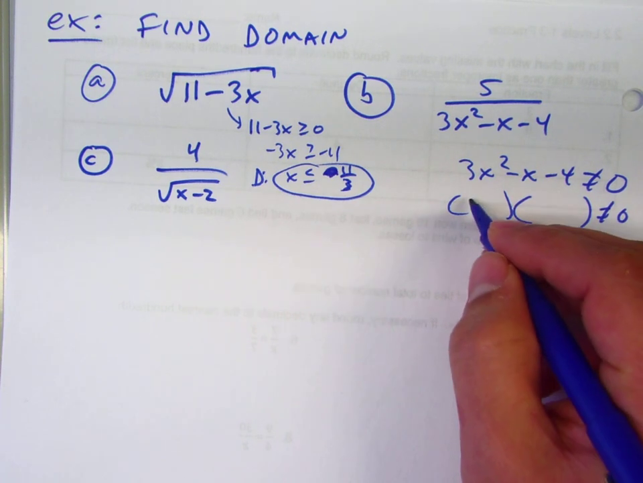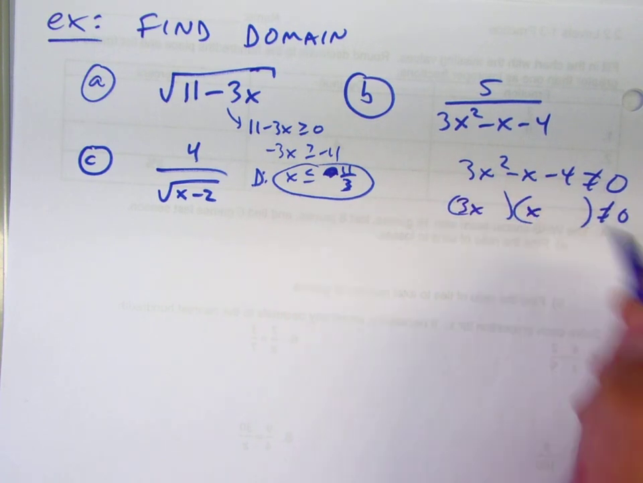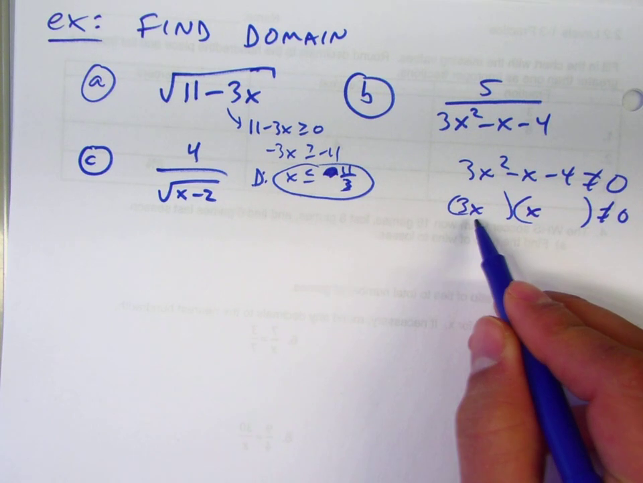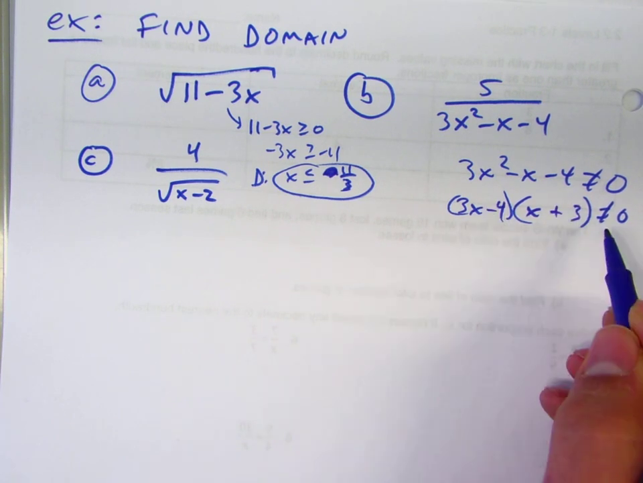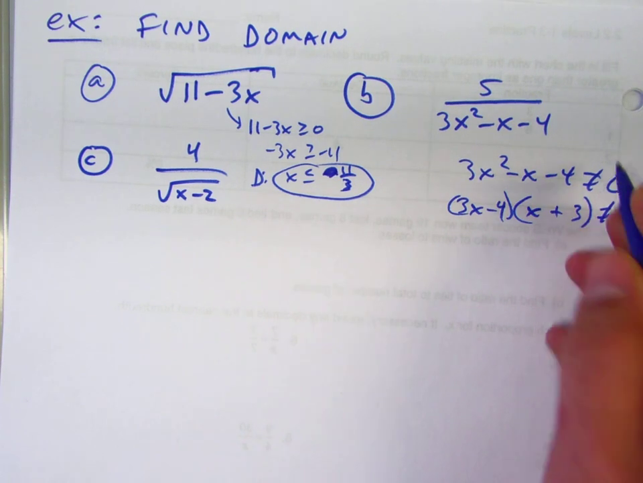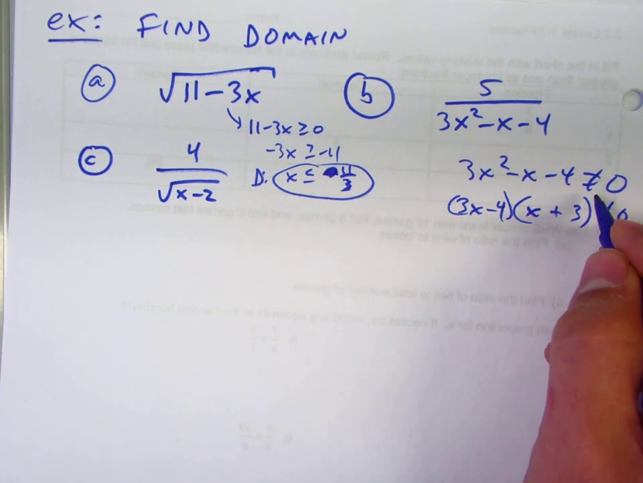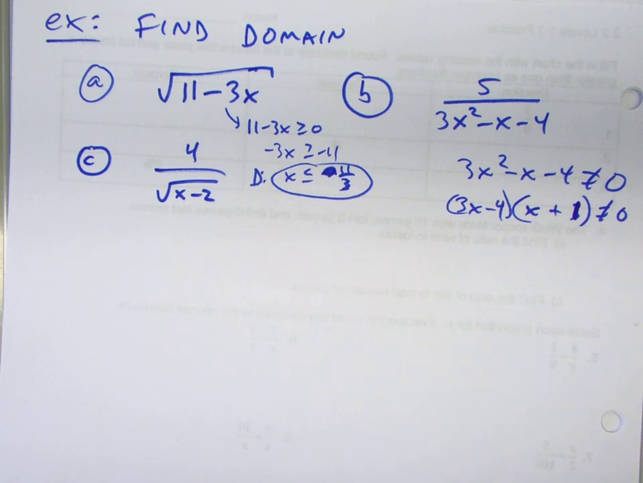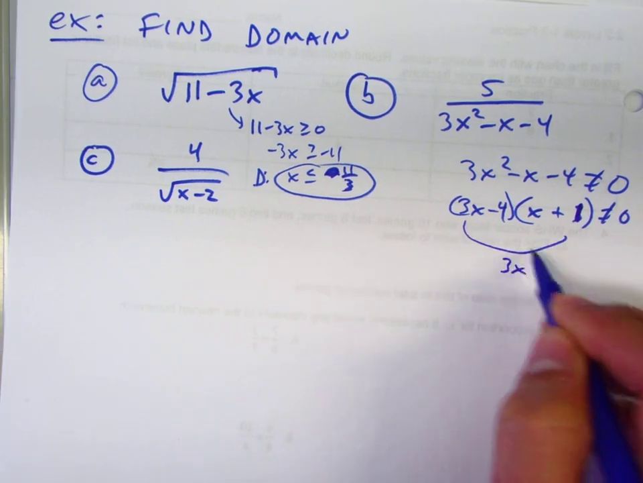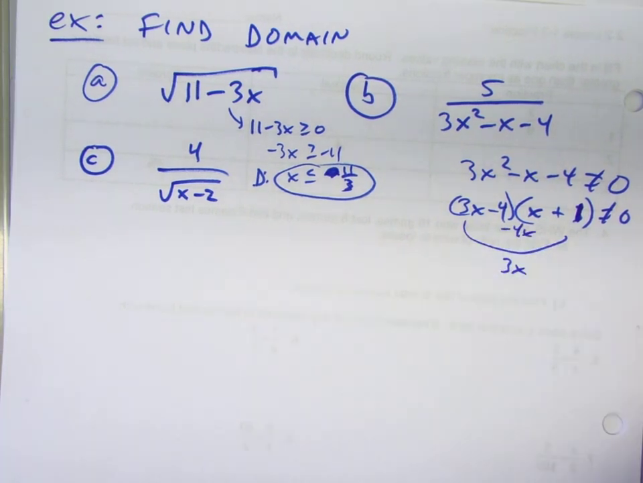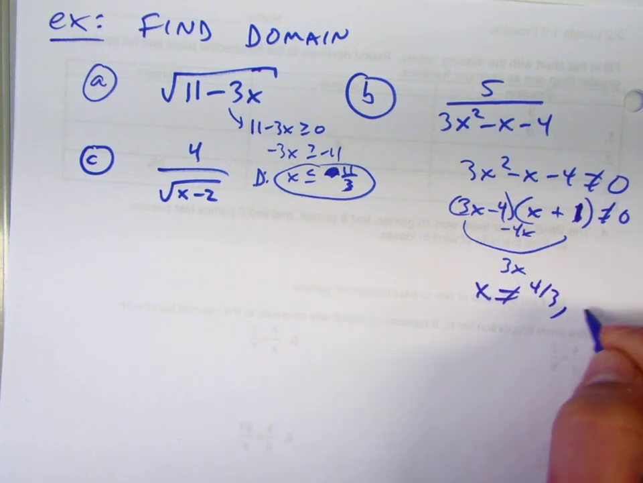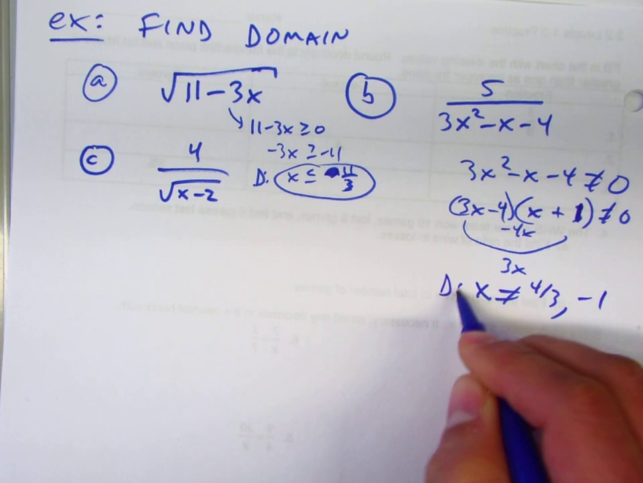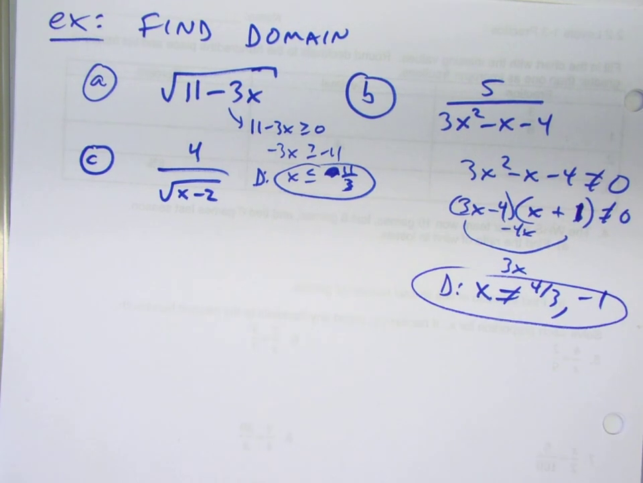Okay, if you factor by either method, that should be 4 here, 3 there, minus plus. Nope, that's not right at all. Plus 1. There we go. So that's 3x, that's negative 4x, and that works out. So that means x cannot equal 4 thirds or negative 1.